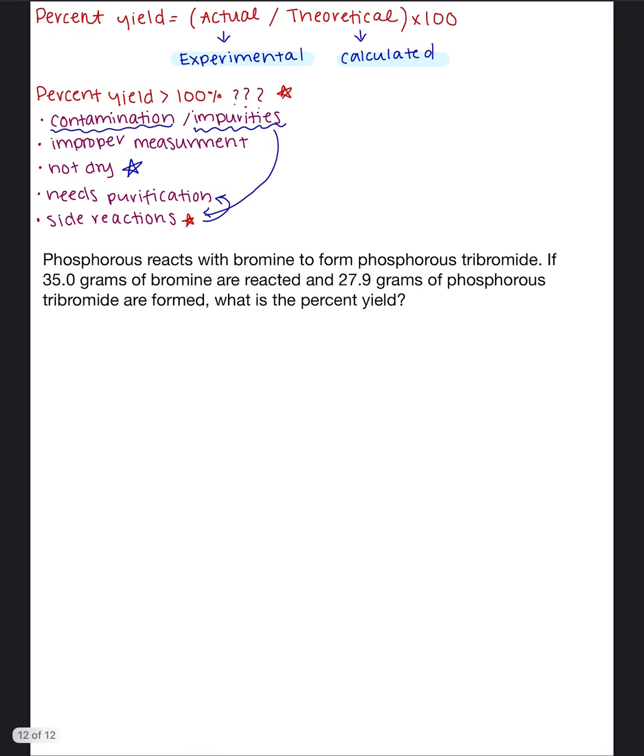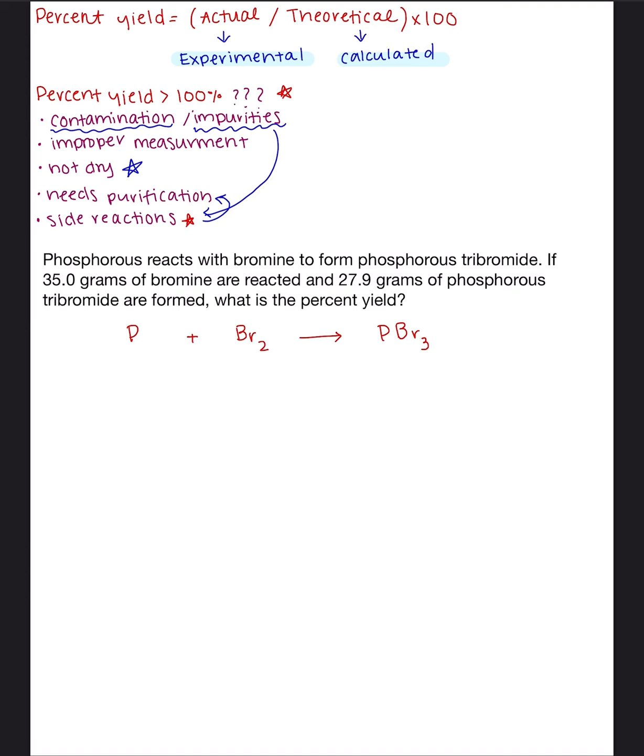Without further ado, let's get right into the problem. A couple students were telling me that they were having problems actually writing out the equation just from the words, so let's do that. Phosphorus reacts with bromine. We know bromine is a diatomic molecule, so it's going to be Br2, just like iodine would be I2. Hydrogen, H2, oxygen, O2. You need to memorize those. To form phosphorus tribromide.